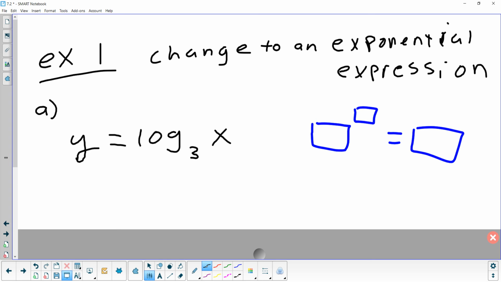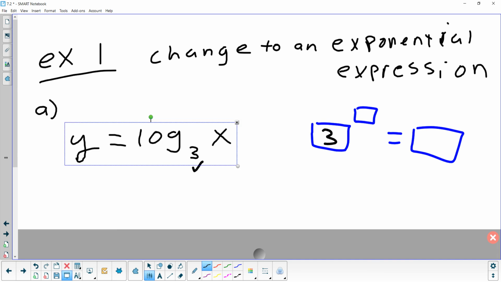Let's start with the 3. Anybody remember what the 3 is called? That's my base. So when I rewrite it, it's going to become my base as an exponential. Where does the base go? Goes right there. So that's my base. All right, so we got that one. Sometimes I just check it off to remember, okay, I did that.